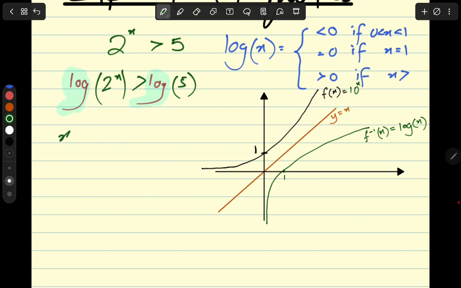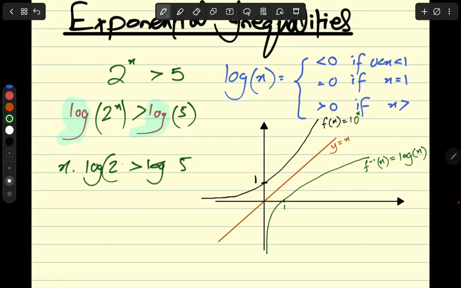Now apply the power rule, so this becomes x times log of 2 is greater than log of 5, and now we can divide both the sides by log of 2. Now this is the important question: can we divide both sides by log of 2? Yes, but before dividing, always ask yourself, is log 2 positive or negative? By definition, whenever the argument is between 0 and 1, the log is going to be negative. Whenever it is equal to 1, this is going to be 0, and whenever it is greater than 1, this is going to be greater than 0.